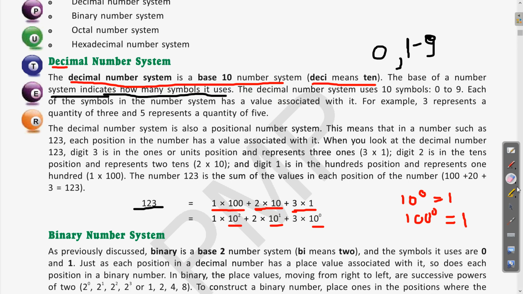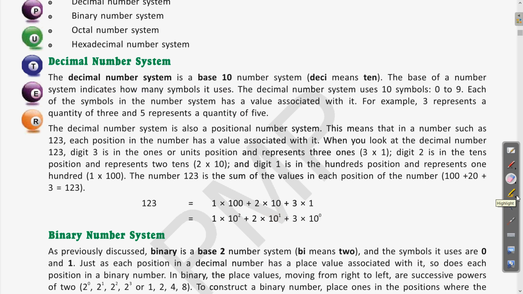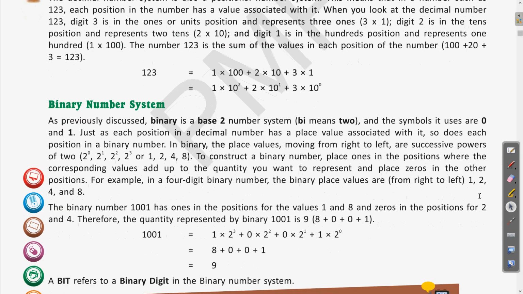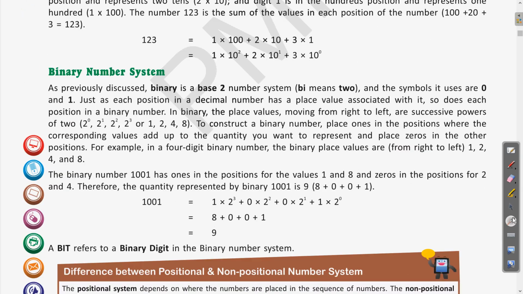Okay, let us now come to the binary number system. This is clear, the decimal number system. We are already knowing this decimal number system, only we are relating it to how we are representing it in the positional number system. Okay, so coming to the binary number system, let us see it.